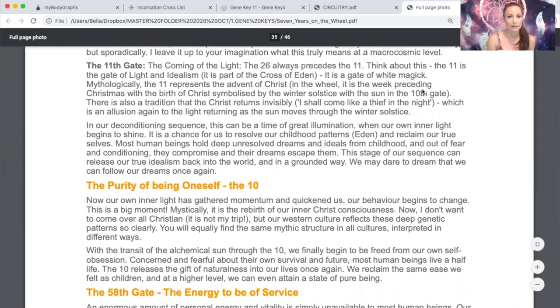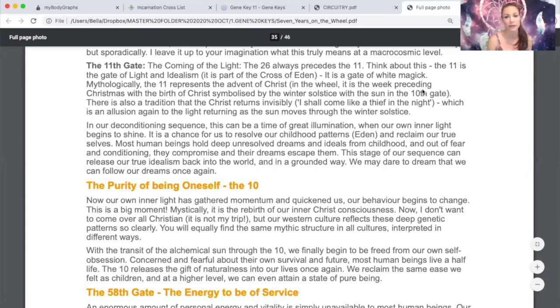The 11th gate, the coming out of the light. The 26 always precedes the 11. Think about this. The 11 is the gate of light and idealism. It is part of the cross of Eden. It is the gate of magic, of white magic. Mythologically, the 11th represents the advent of Christ.